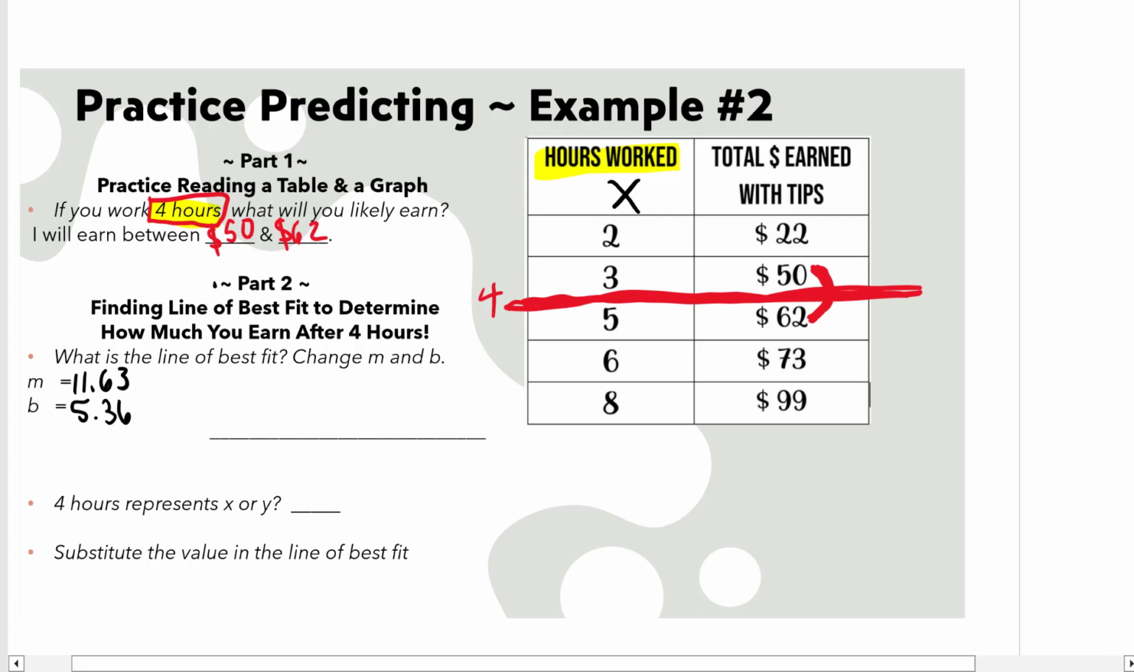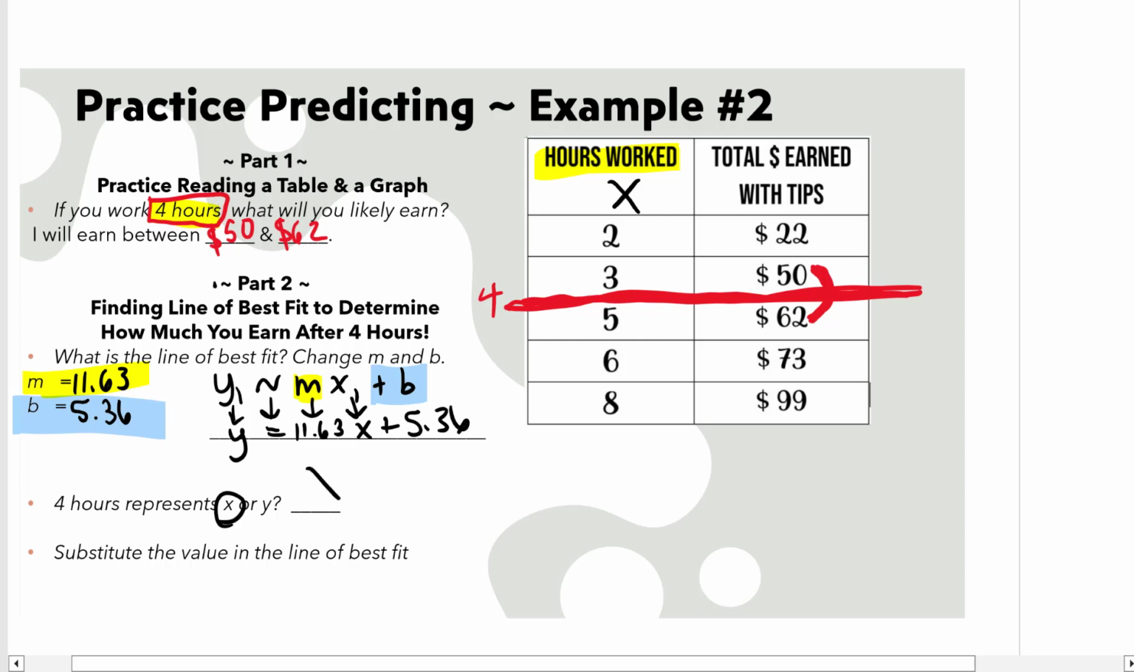So, step 4 is write the formula on your paper. So, paso 4 es escribir la fórmula en tu papel. So now, you need to change y1 to y, squiggly to equals. M is 11.63. X1 is x. And B is 5.36. Now we have one more step. 4 hours represents x or y. Hours is x. And the last step is that we change x for the value.